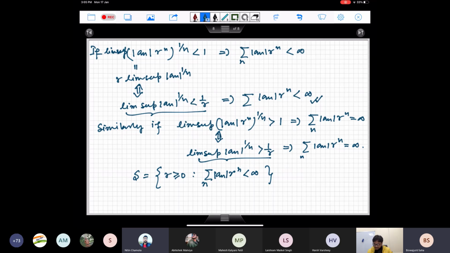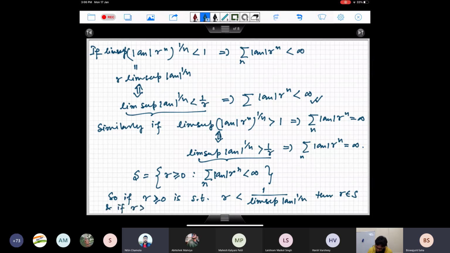So it turns out that in this set, only those r qualify for which lim sup of |a_n|^(1/n) times r is less than 1, right? So if r is bigger than 0 and r is less than 1 over lim sup of |a_n|^(1/n), then r belongs to S. And if r is bigger than 1 over this lim sup, I am not writing the full expression, then r does not belong to S.